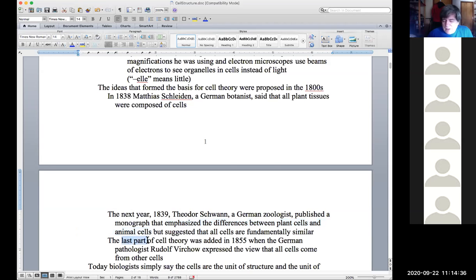Now, the second part of cell theory wasn't added till 1855 by another German, Rudolf Virchow. And Virchow said that all cells come from other cells. In other words, they don't just pop into existence magically. And this might seem like an obvious idea to us, but keep in mind, at the time, a lot of people believed that cells could just pop into existence out of nothingness.